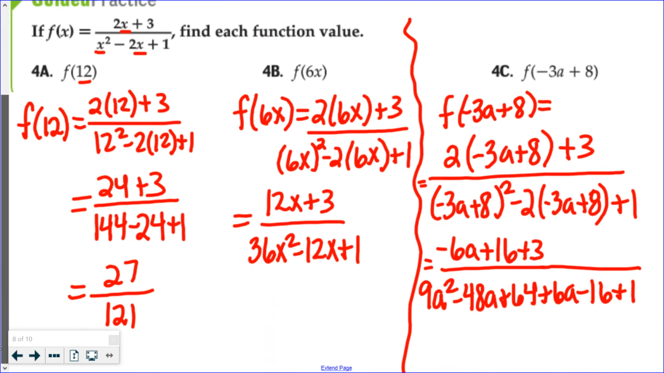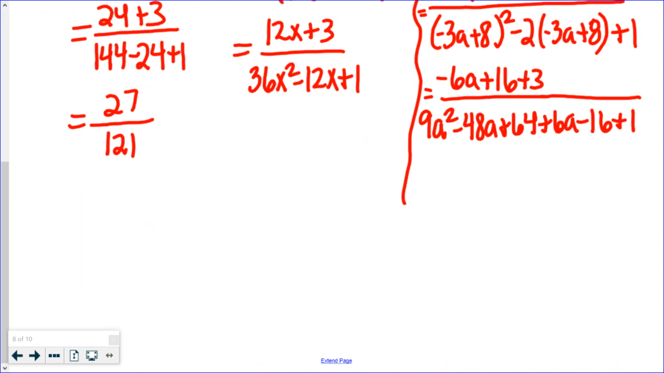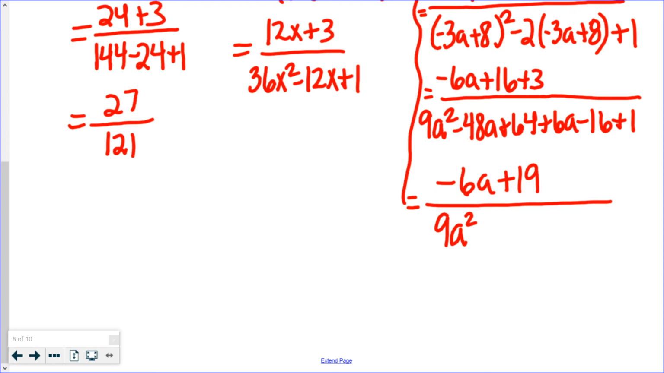All right, let's get it to extend down a little bit more. On the top, all we could really do at this point is negative 6a would be by itself, and then 16 plus 3 would be 19. On the bottom, I've got 9a squared, nothing to add or subtract to that. And then I've got negative 48 plus 6a, that's going to be negative 42a. And then I've got 64 minus 16. Let's see, 64 minus 10 would be 54, minus 6 would be 48. And then plus 1, 48 plus 1 would be 49. And then that would be our answer. Everything's simplified as far as we can take it.